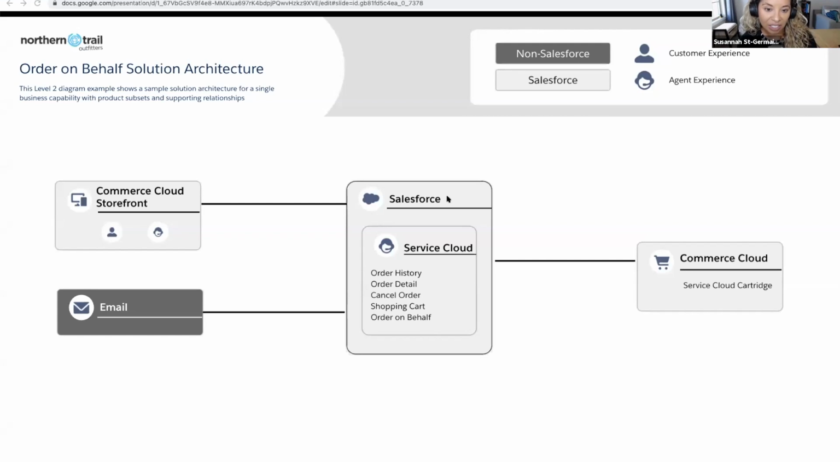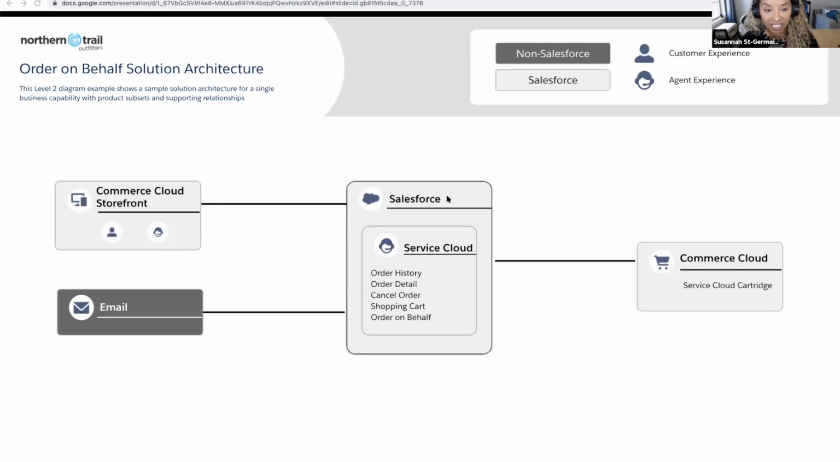In this case, this level 2 is showing the order on behalf solution. That's a pattern that's available on our architect website, showing how you might do an order on behalf solution in a B2C commerce scenario. Here we're only seeing the products involved in this capability. We're seeing some supporting relationships at a high level, but we're not seeing specific details about their behavior.